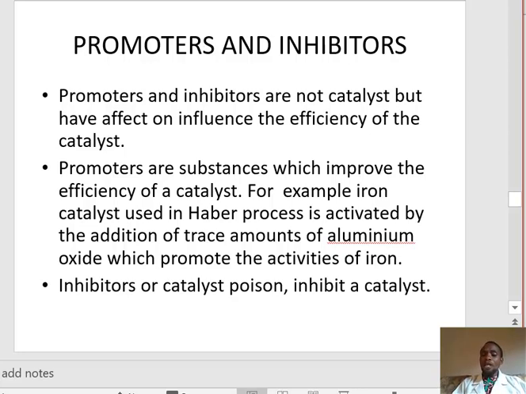Then we also have the inhibitor. Inhibitors are called catalyst poisons, meaning they inhibit a catalyst. They reduce the efficiency of a catalyst. So these are the types of reactions we'll be looking at today. In our next class, we'll look at the rest of the catalysts.